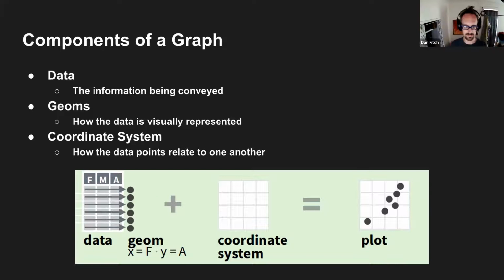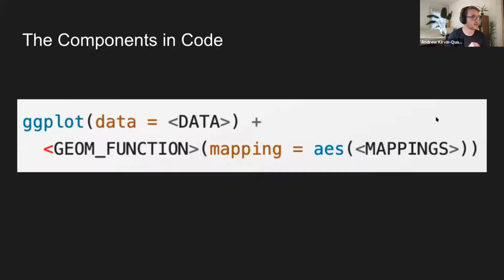So the coordinate system is what the geoms are layered on top of, and the coordinate system is in most cases going to be an XY table that relates 2 scales to one another, but there are some other options that you can use in ggplot, and that gives you a plot. And so you might be asking, how do I do that in code?